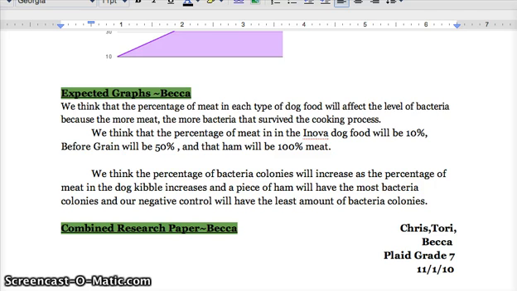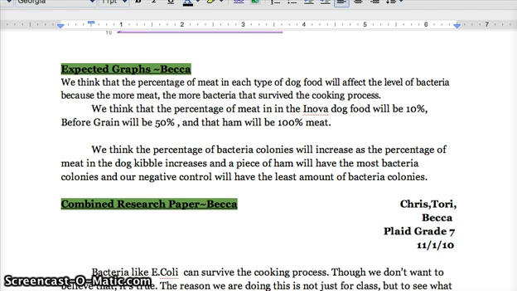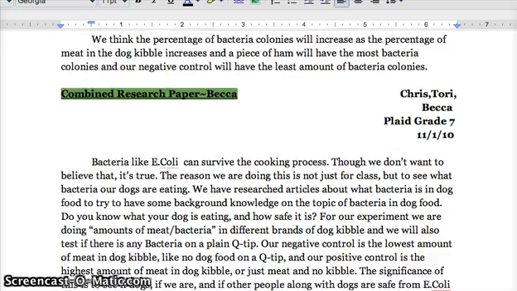We think that the percentage of meat in each type of dog food will affect the level of bacteria because the more meat, the more bacteria that survive the cooking process. We think the bacteria colonies will increase as the percentage of meat in the dog kibble increases, and a piece of ham will have the most bacteria colonies, and our negative control will have the least amount of bacteria colonies.